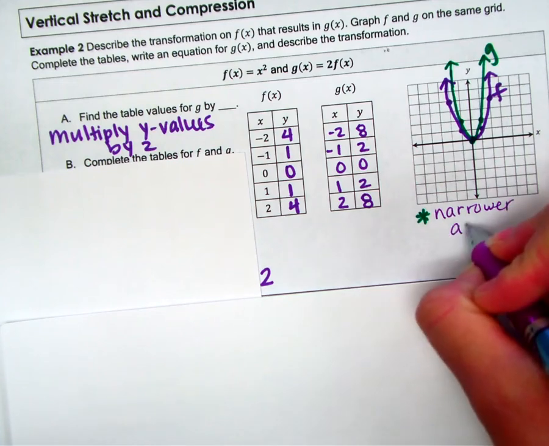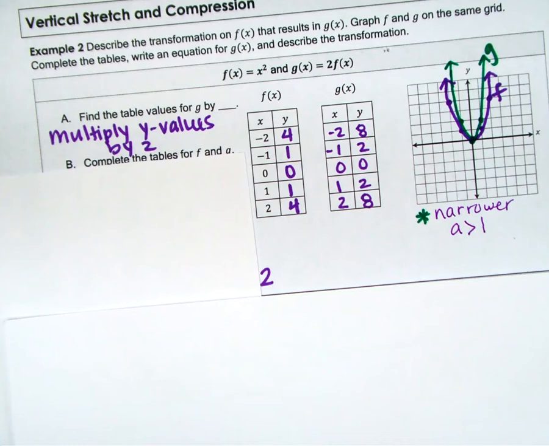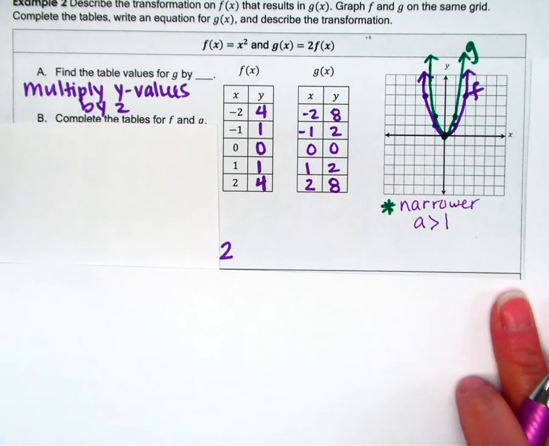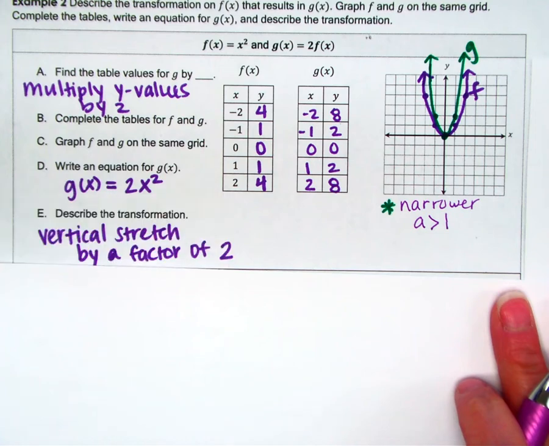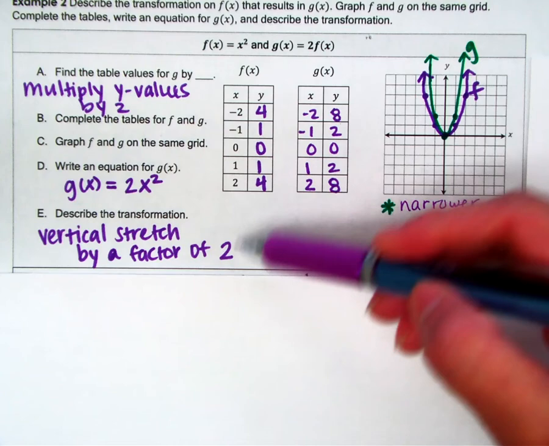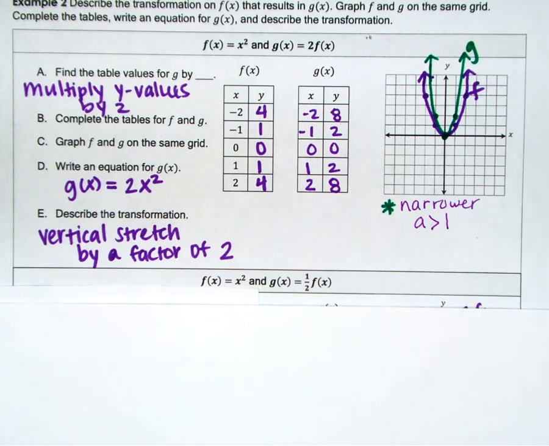As that value is greater than 1, 2, 3, 4, 5, the graph becomes narrower. So here, this would be a vertical stretch by a factor of 2. That number on the outside is the true value.